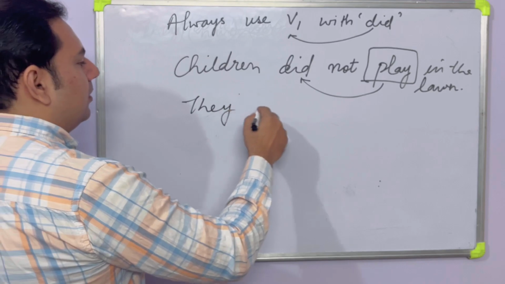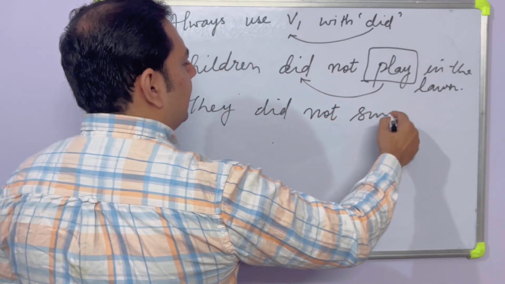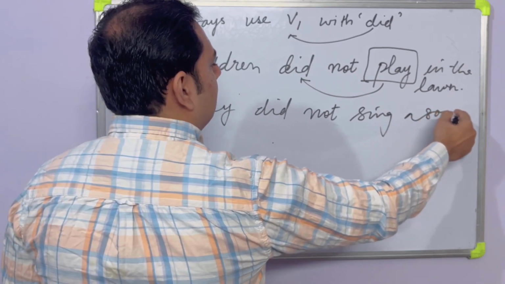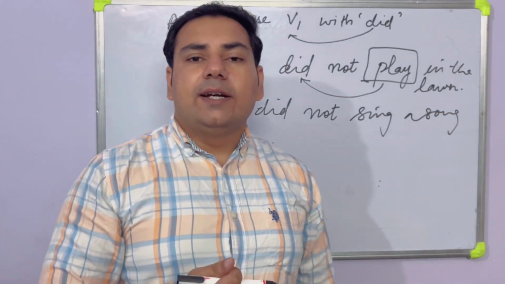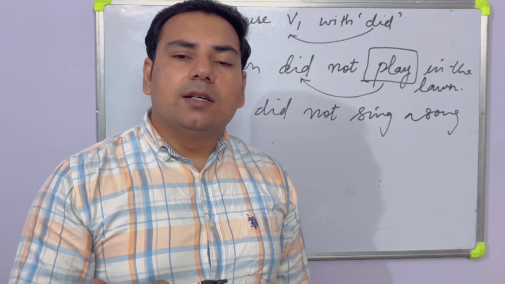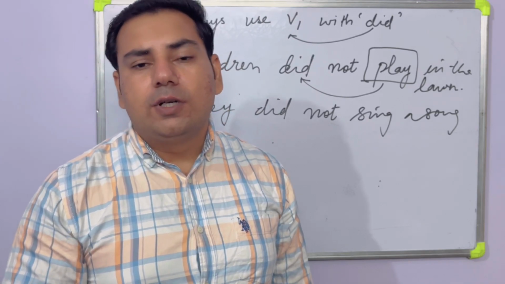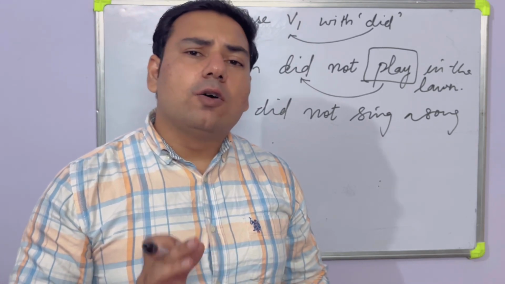They did not sing a song. Okay, they did not sing a song. He did not run in a marathon. She did not cook the food. So with did, you have to just use the first form of the verb. Now that is very easy.